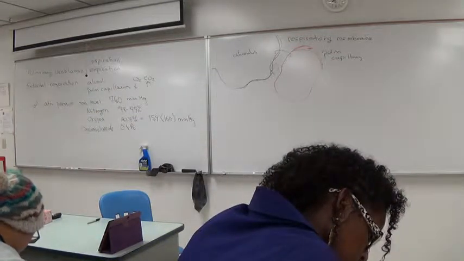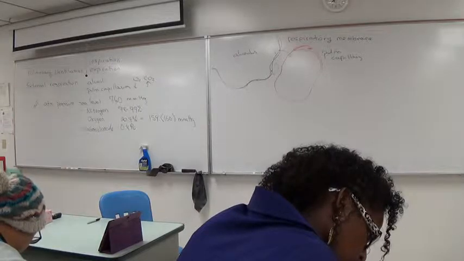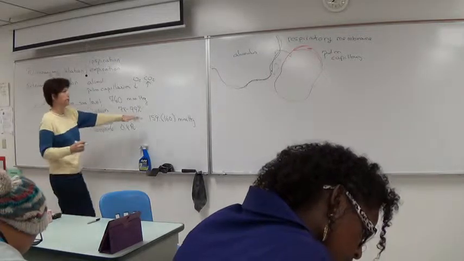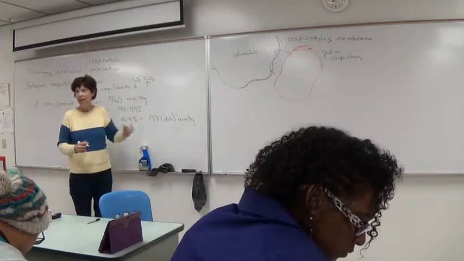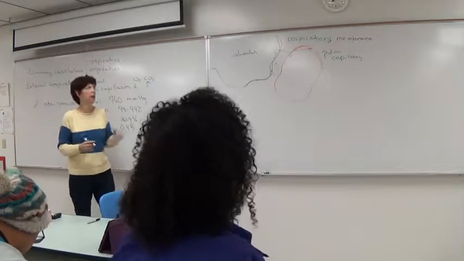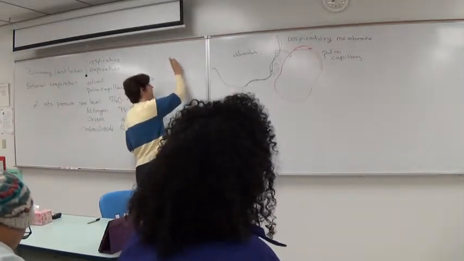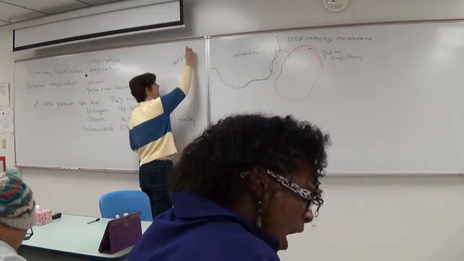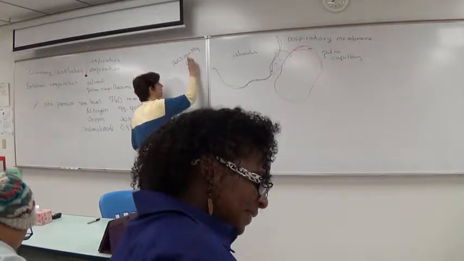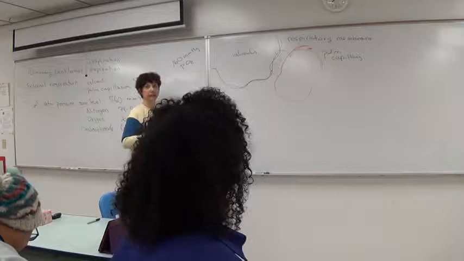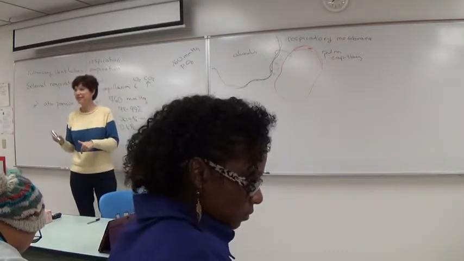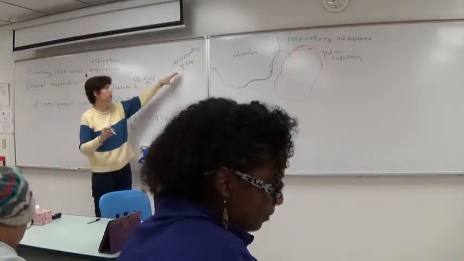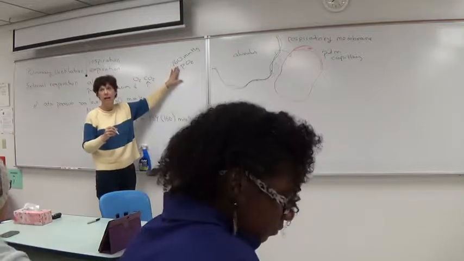Now, when we look at it in the alveoli, it doesn't stay at 160. Why not? So if atmospheric air is 160, this is called the PO2, by the way, the partial pressure. Okay, so the partial pressure of oxygen in air is 160.